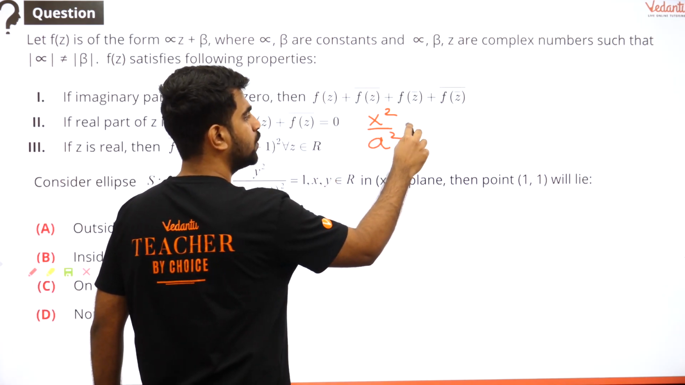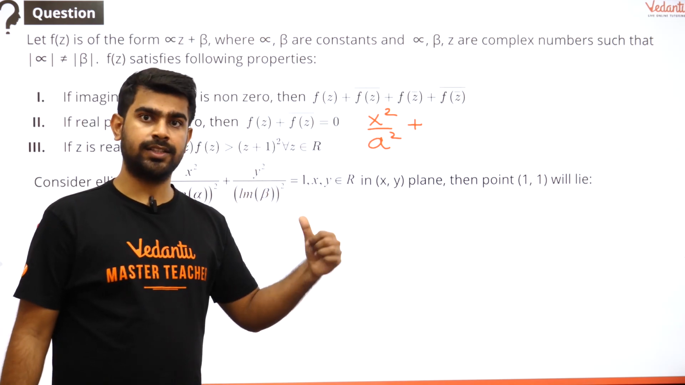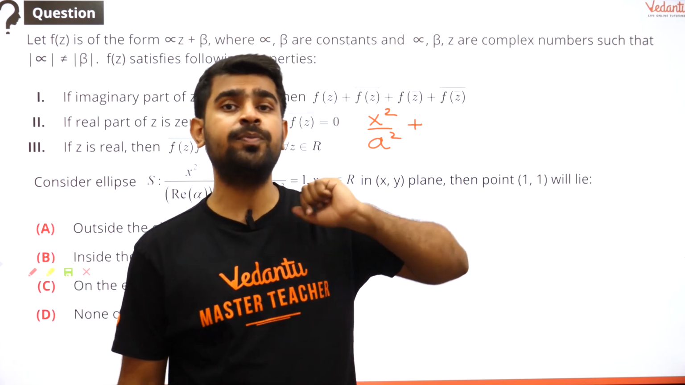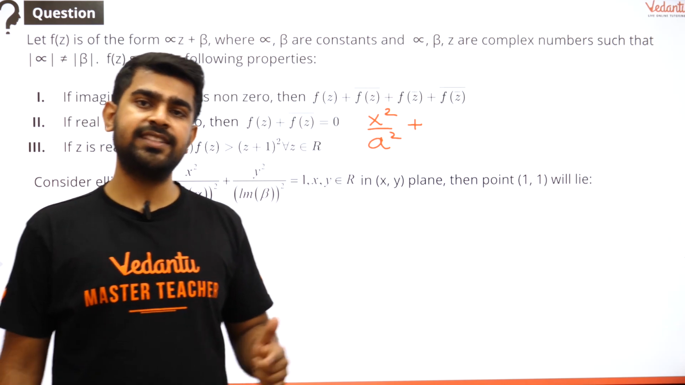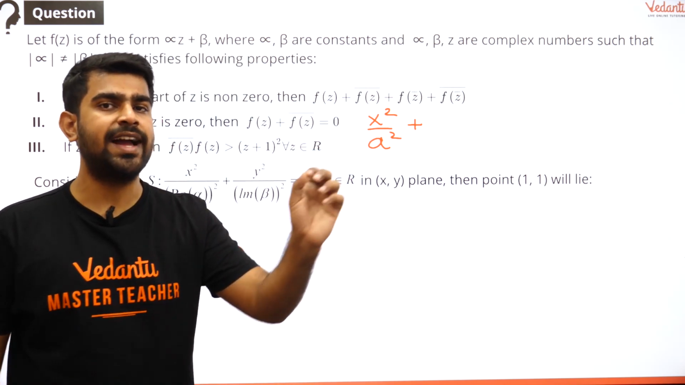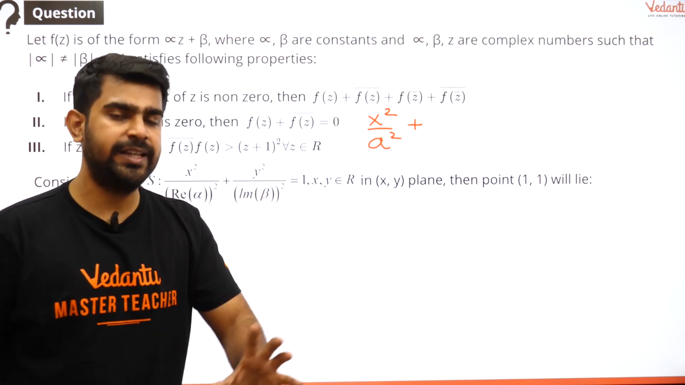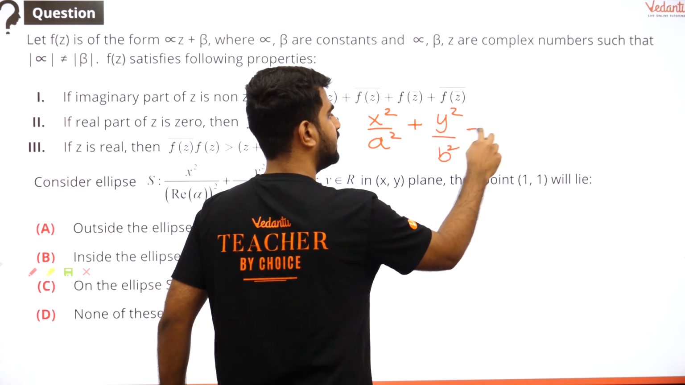So x square by a square plus y square by imaginary part of beta. Guys, here they are not asking beta directly. They are saying imaginary part of beta. So what is the imaginary part of beta? The imaginary part of beta is nothing but b, because I took beta to be equal to ib. Now imaginary part alone if they ask, it is going to be b. Got it? So it is going to be plus y square by b square is equal to 1.